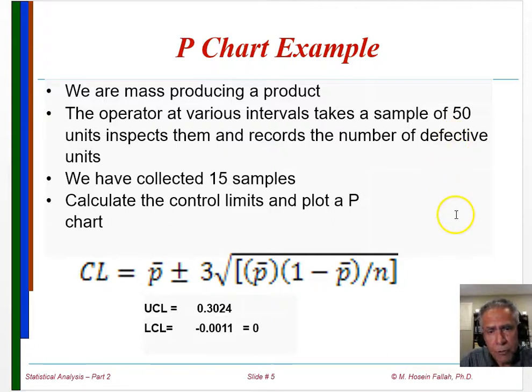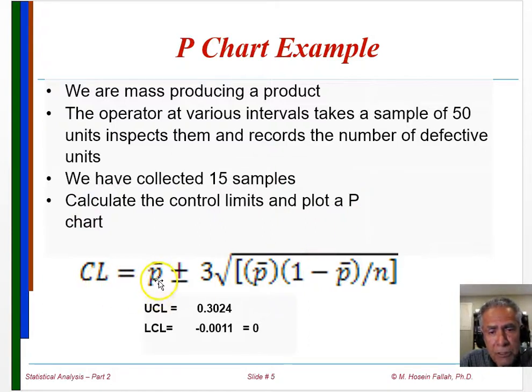So let's look at an example. Let's say that we are mass producing a product. The operator at various intervals takes a sample of 50 units, inspects them, and records the number of defective units. So we have collected 15 samples of 50 units each, and then we calculate the control limits and plot a P chart.